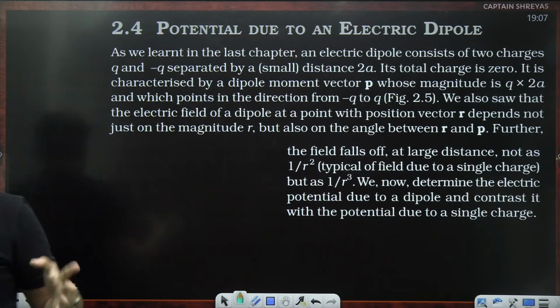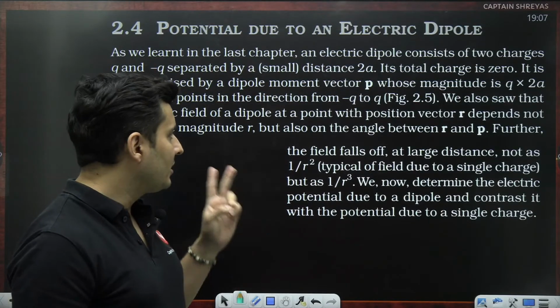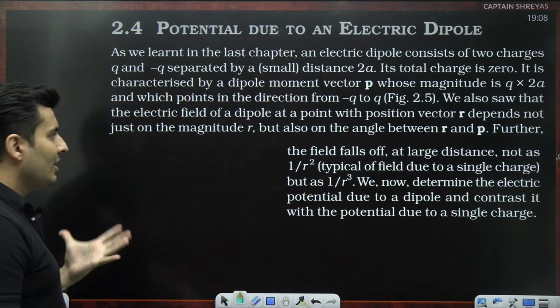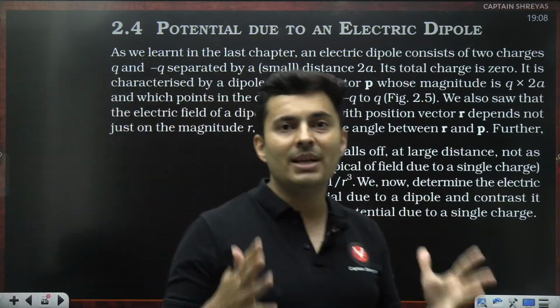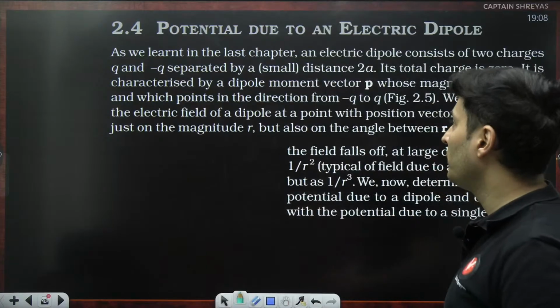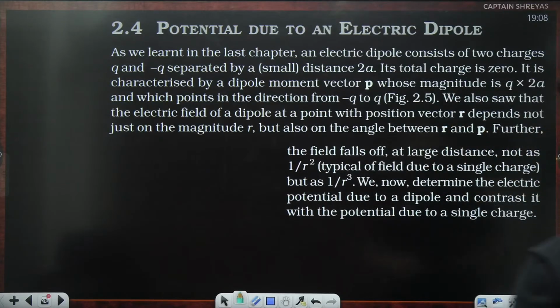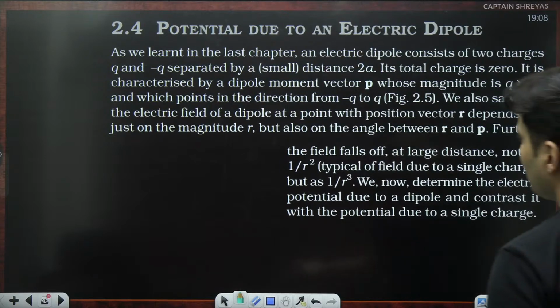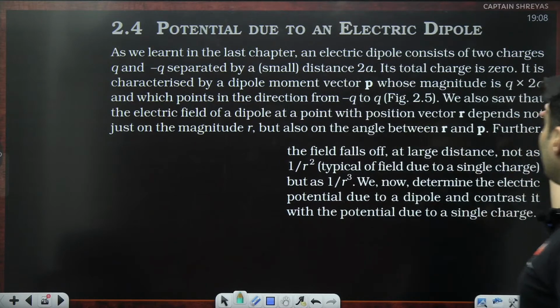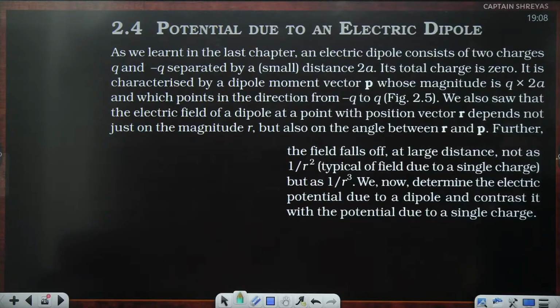Just to recollect what a dipole is: di is 2, pole is polarity. So two polarities together make an electrical dipole. As we have learned, an electrical dipole consists of two charges separated by a small distance. Total charge is 0. The dipole moment vector is q into 2a, which points in the direction of this.